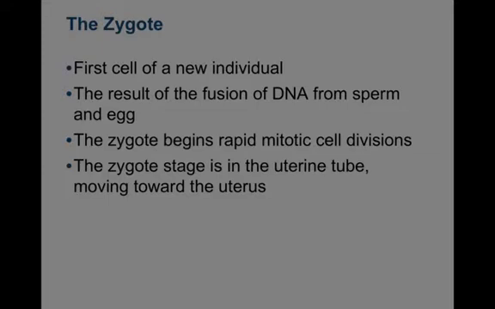What ends up occurring very quickly is the zygote divides. It undergoes mitosis rapidly without actually getting any bigger in size. So I go from one cell to two cells to four cells to eight very quickly. The zygote has not gotten any bigger, but it has increased the number of cells. Okay?